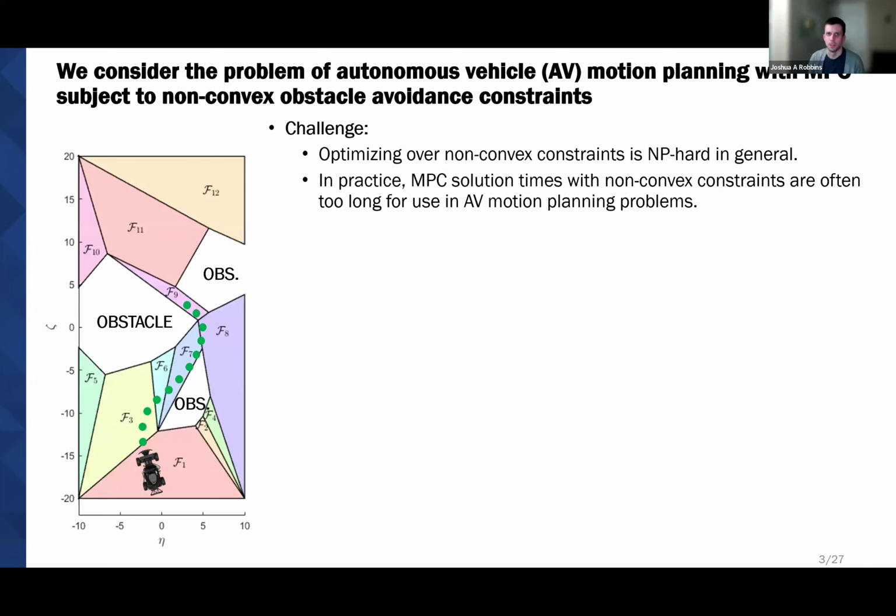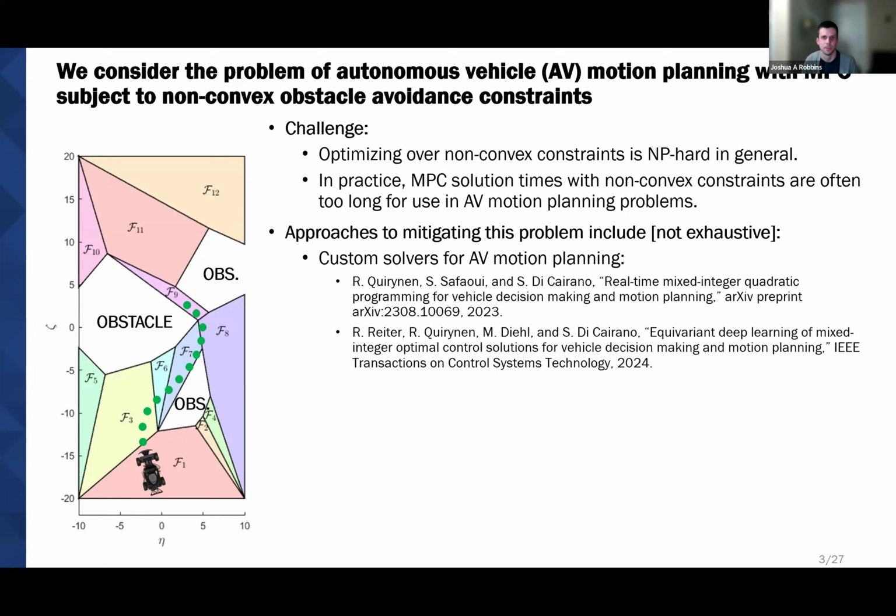So we consider the problem of autonomous vehicle motion planning with model predictive control subject to non-convex obstacle avoidance constraints. And this is challenging in general because optimizing with these non-convex constraints results in NP-hard optimization problems. And in practice, often it is not tractable to solve these optimization problems fast enough to apply them to an autonomous vehicle motion planning context when using MPC.